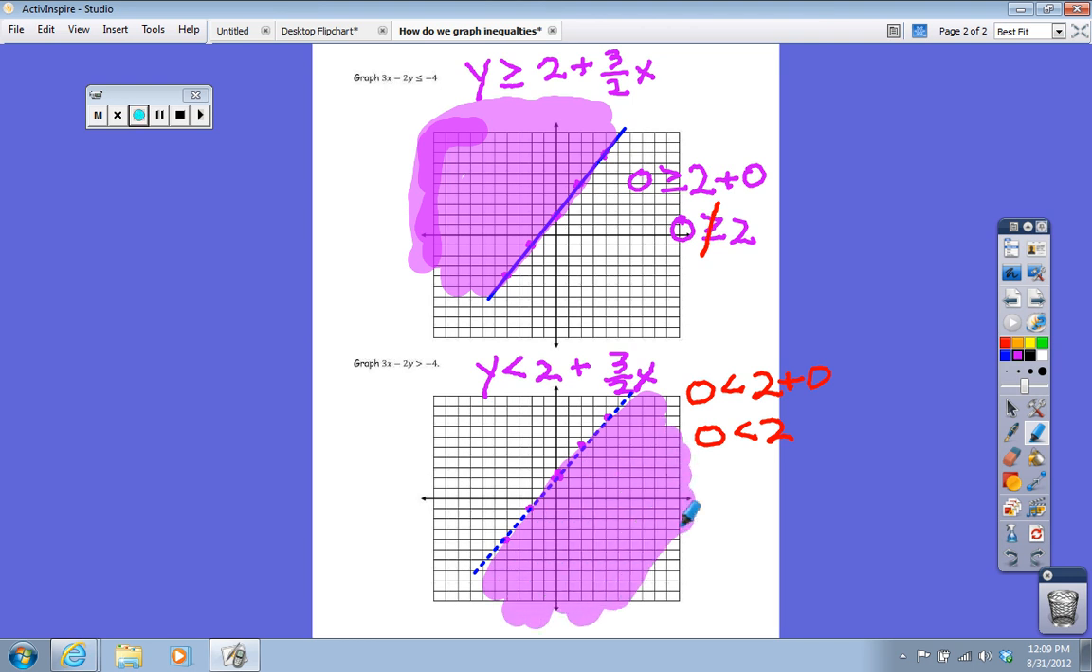All right, so hopefully I fixed that misconception because earlier I forgot to switch my inequalities. And remember, we must always switch our inequality signs whenever we multiply or divide by a negative.